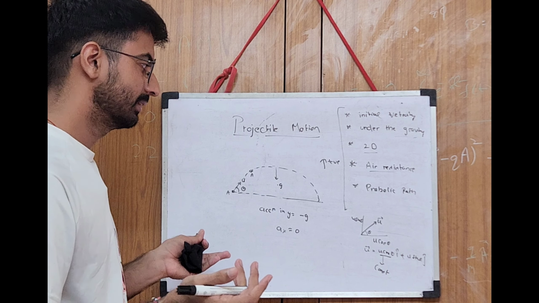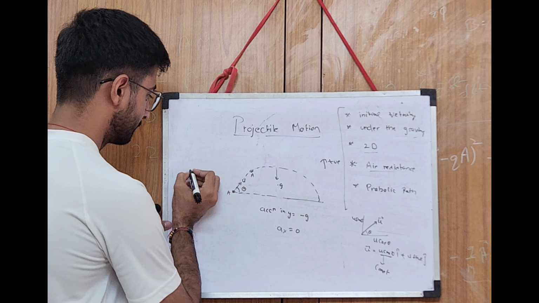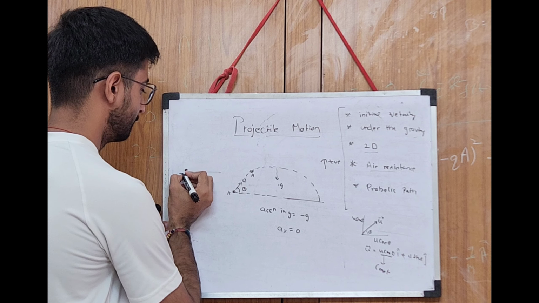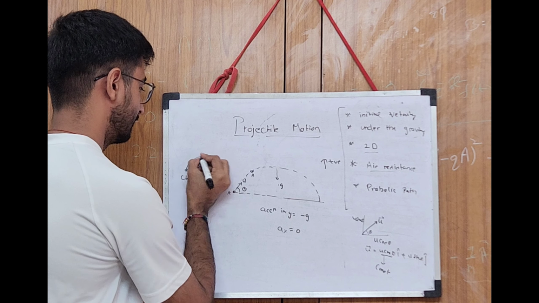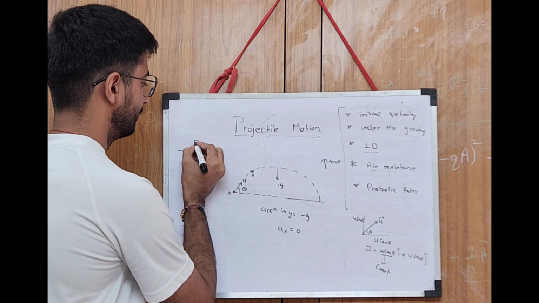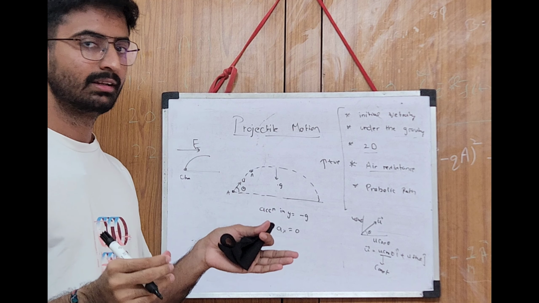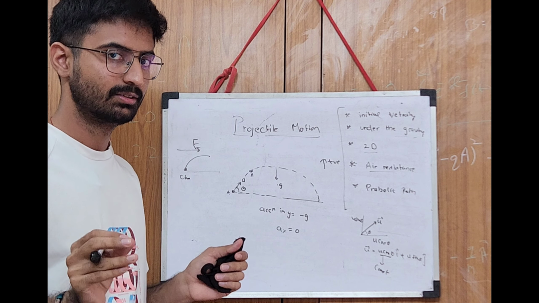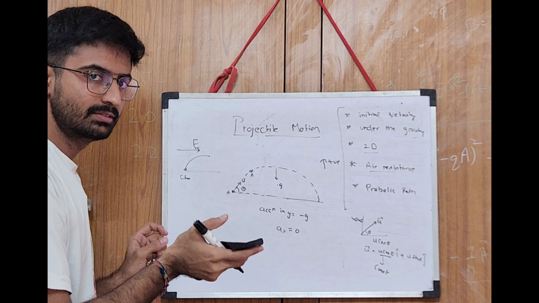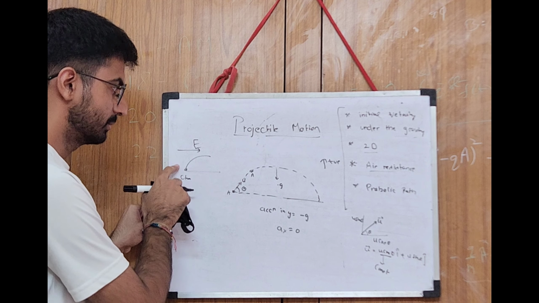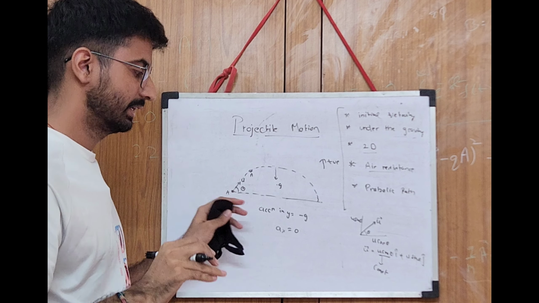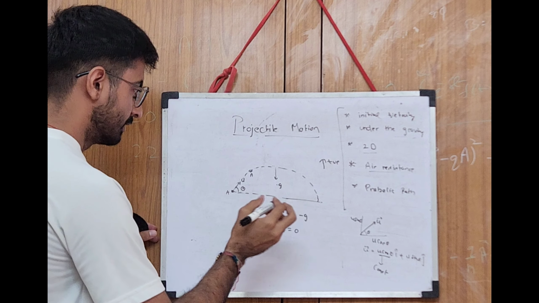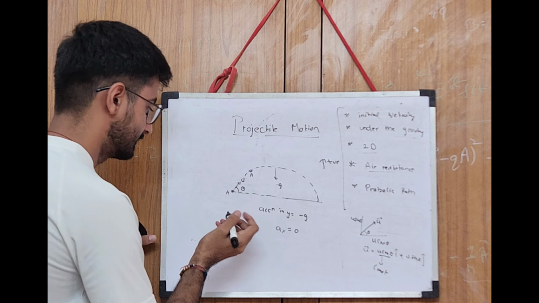But in some examples they may give a question like this: suppose you throw a positively charged particle and you apply some electric field here. Then we have to consider acceleration in the x direction also. But in simple cases we won't consider that. Here we do not have any acceleration in the x direction. So let's find this trajectory equation.